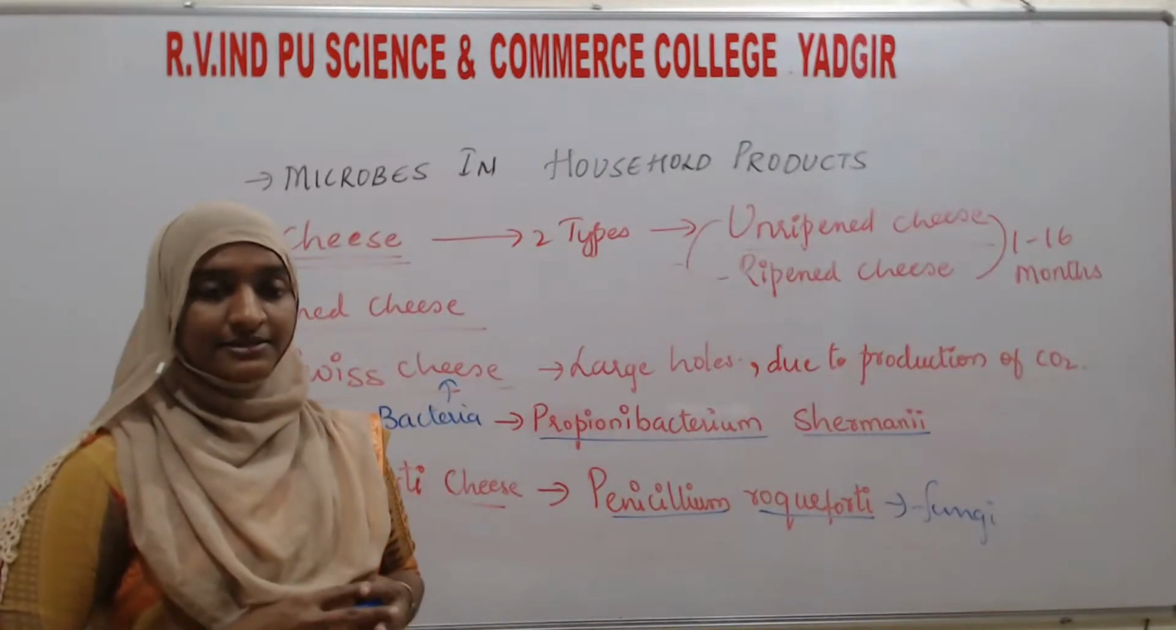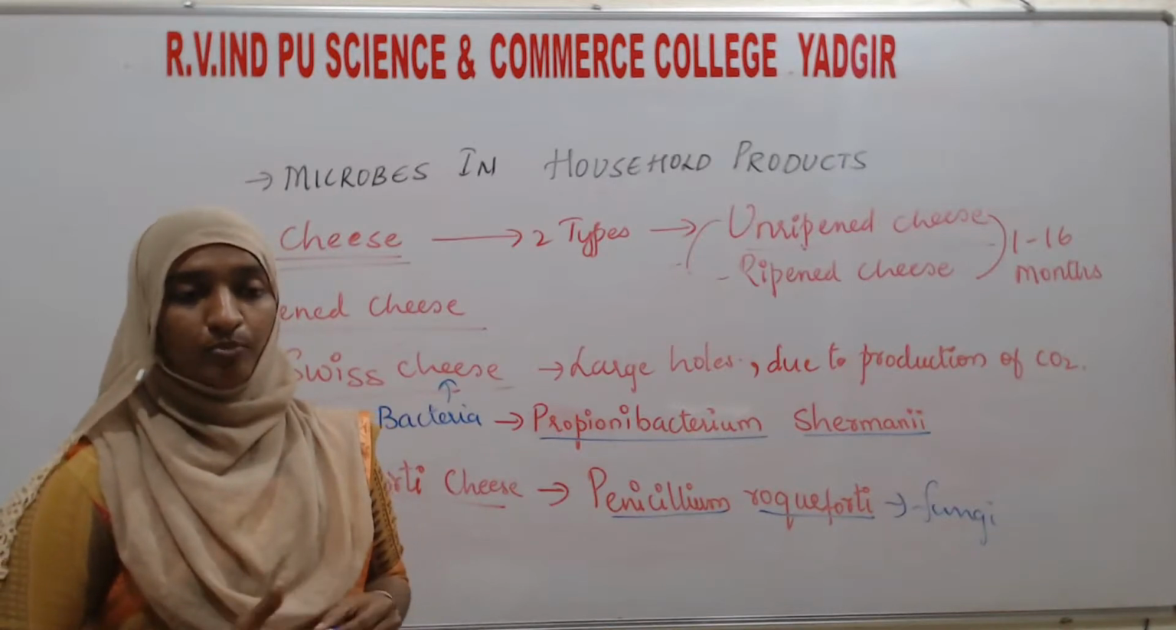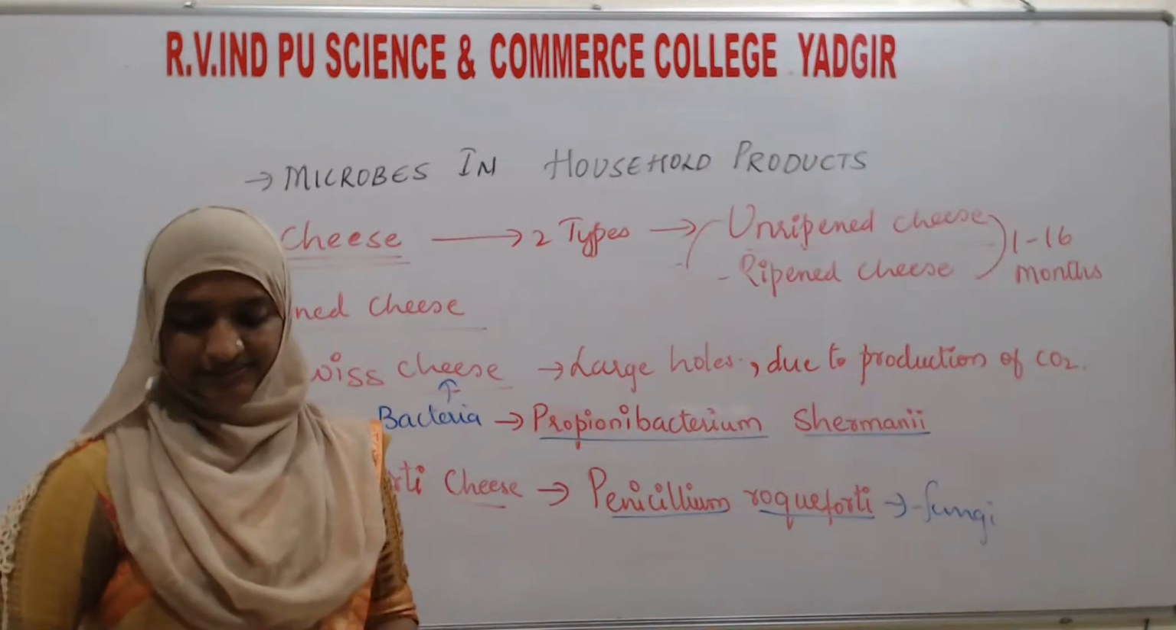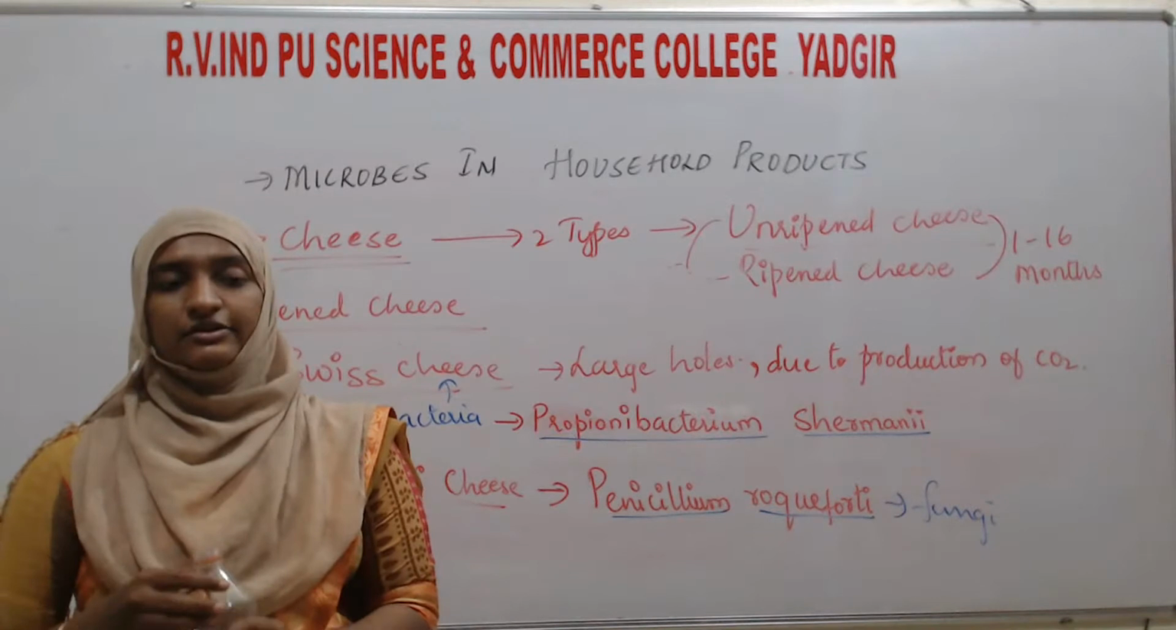Okay, this is about the cheese. Some other household products are there, such as bread, idli, upma, dosa, and one more drink, that is toddy. That I will discuss in the next class. Okay, thank you. If any doubt is there, you can ask.